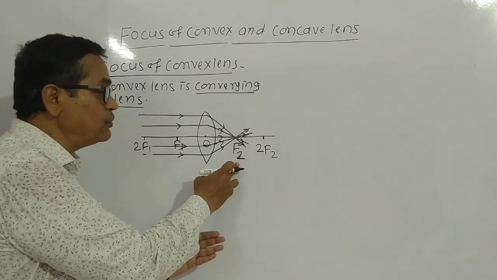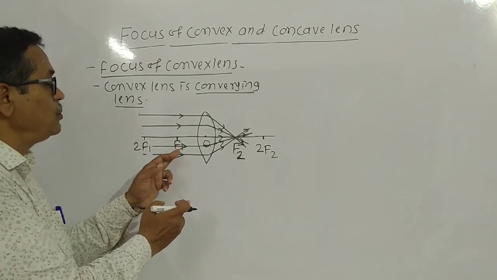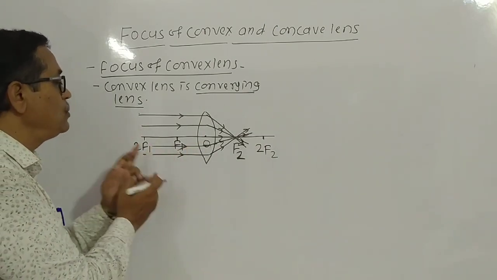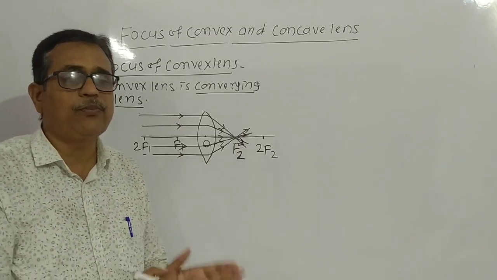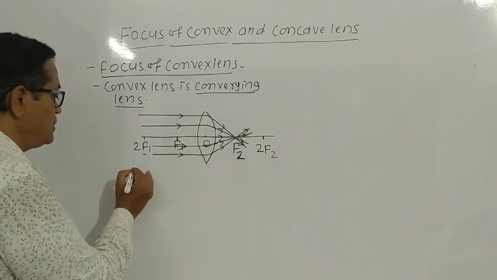Focus is called F2. Hence the lens is a part of two spheres. Hence you know they are at the same distance in the first sphere, F1 and 2F1. Hence you know that is called a focus of convex lens. What is the definition of focus of convex lens?